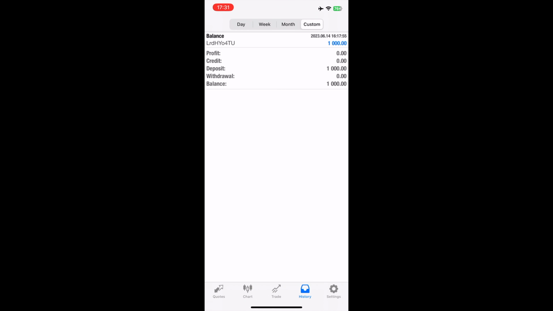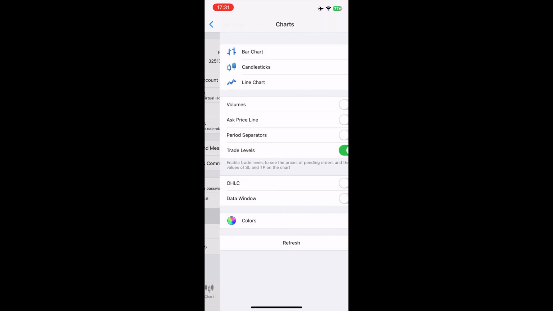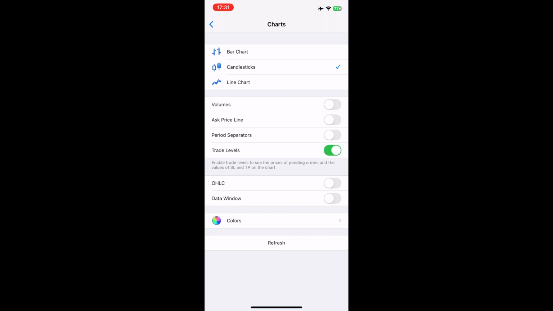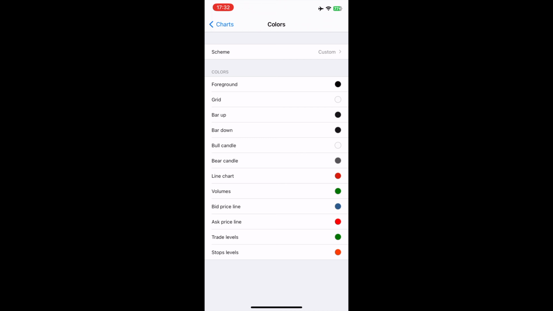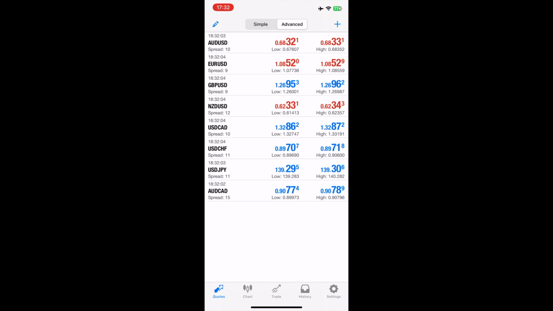And then the settings. This is where, again, if you want to add another of your accounts, click on new account, log into existing account, right? And if you want to change the color of your candles, you can come to chart. Do you want it as candlestick or line chart or bar chart? And then you can choose the color that you want, how you want your MT4 chart to be. So I've explained quotes, charts, history, and settings.